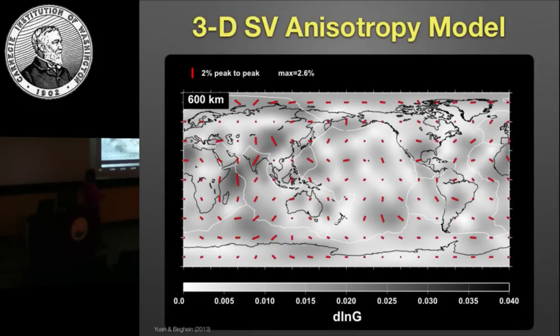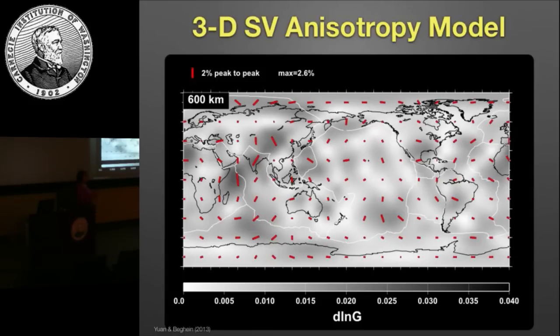And inside the transition zone, there are some places where we actually have a significant signal, almost 3% of anisotropy in some regions, about 2% here and here. So it seems like we do have evidence that there is azimuthal anisotropy in the transition zone. But then I was intrigued by the change in the fast direction that seemed to occur at these different depths.